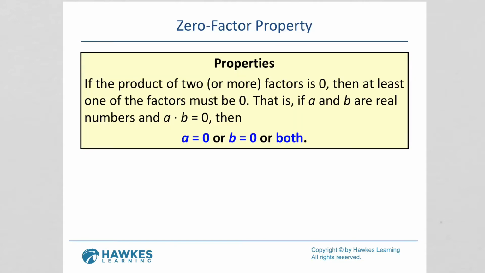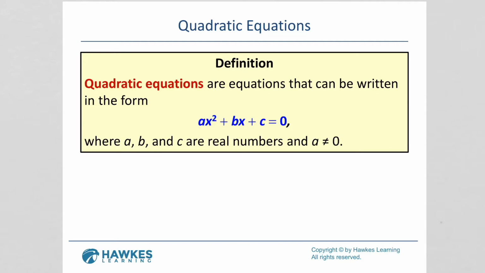The zero factor property. If the product of two or more factors is zero, then at least one of the factors must be zero. That is, if a and b are real numbers and a times b is zero, then a equals zero, or b equals zero, or both. Quadratic equations are equations that can be written in the form ax squared plus bx plus c equals 0, where a, b, and c are real numbers and a is not equal to 0.